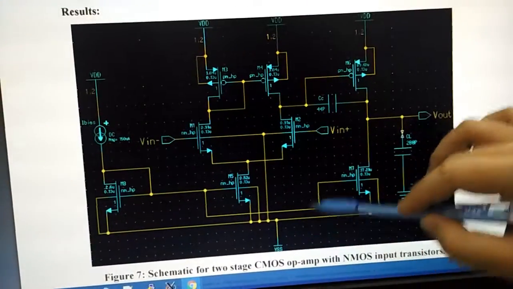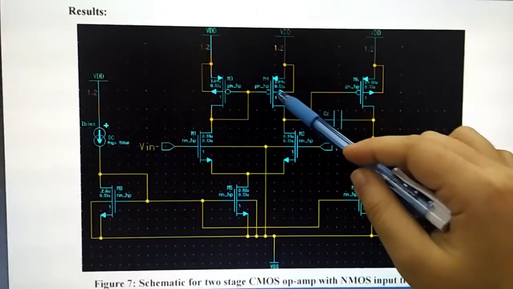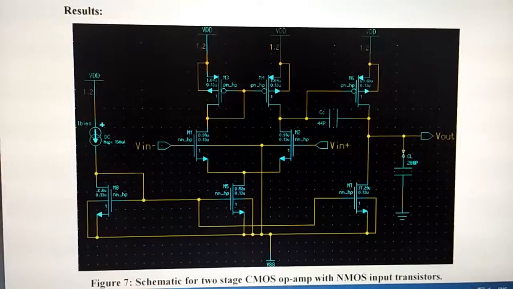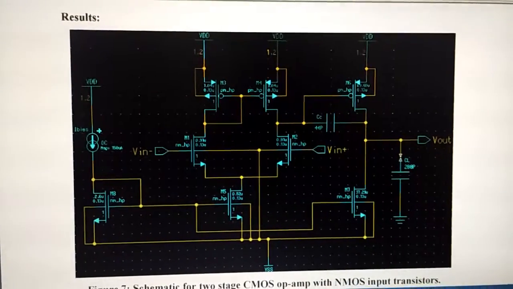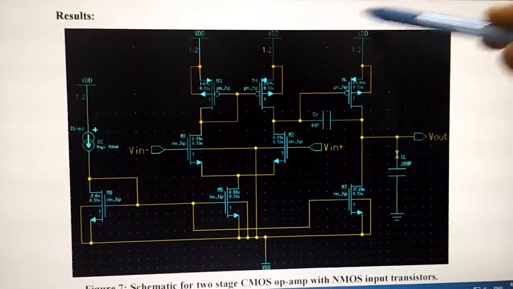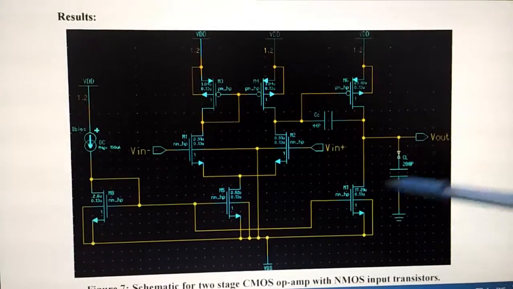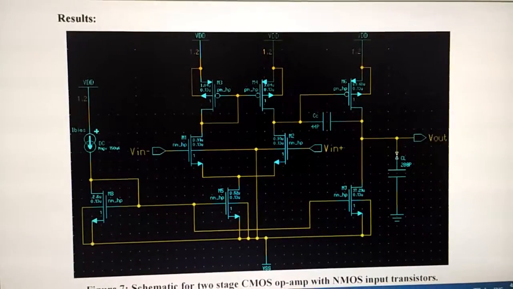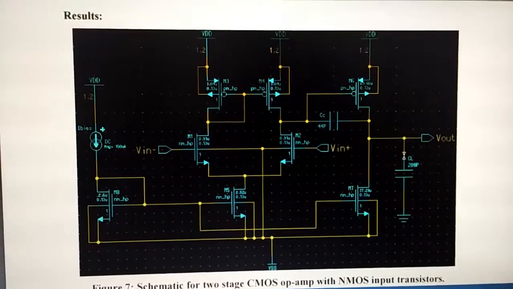This part is the differential amplifier, which consists of M1, M2, M3, M4, and also M5. Differential amplifier can give the Op Amp a high gain, and it is immune to environment noise. This is the part for the common source amplifier. It consists of M6, M7, and capacitors. Common source amplifier will give the Op Amp a maximum output voltage swing.